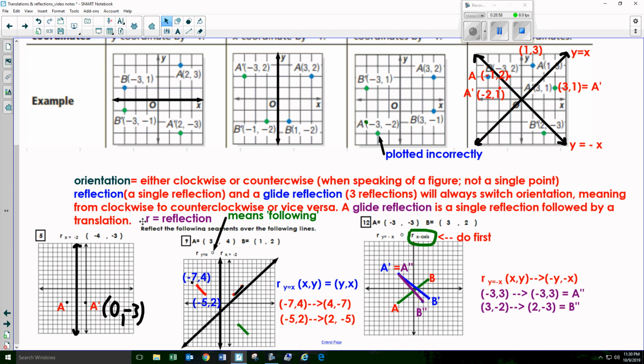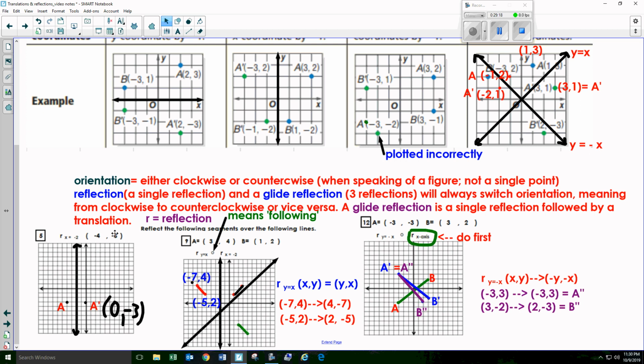Little r, as I say right here, means reflection. So these are reflections. This is a short way of writing this. Now in the DCAS, they're going to write out the whole word reflection. They're going to give it to you in this format right here. This is the simplified format. The DCAS writes it all out in words for you.